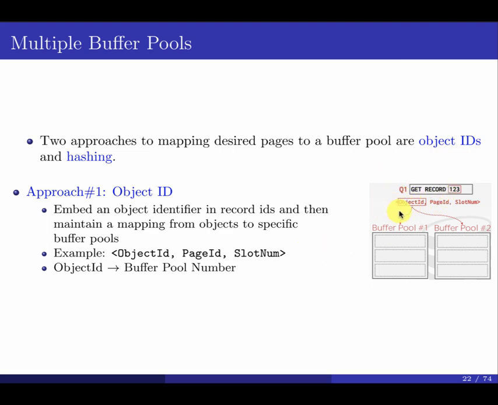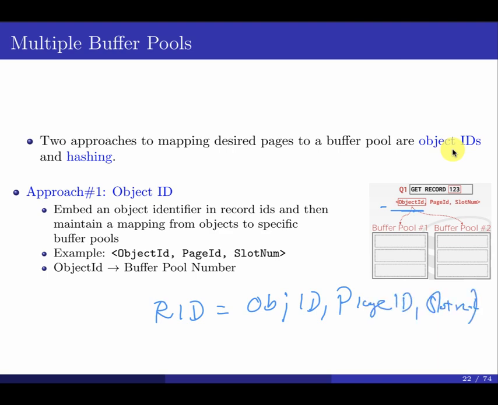if you have the record ID, it is going to be the page ID and the offset within the page. But for some databases, you add one extra piece of information called the object ID. So the record ID equals an object ID, then the page ID and the slot number. We know the page ID and the slot number within the page. The difference here is we add an extra piece of information called the object ID. Not every single database does that, okay?